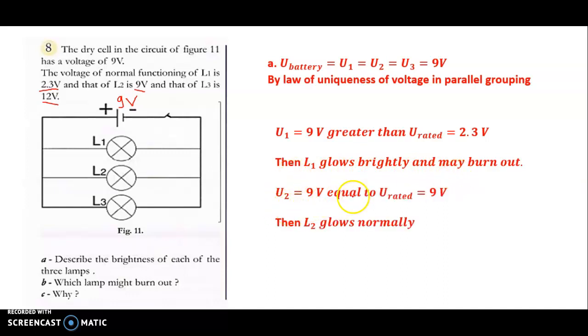U2 equals 9 volt, which is equal to its rated voltage, so it glows normally. And U3 equals 9 volt, which is less than its rated voltage, less than its need. So it glows weakly.